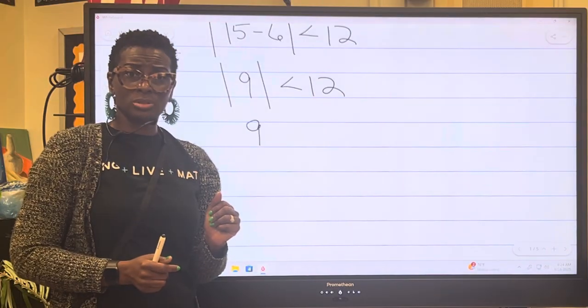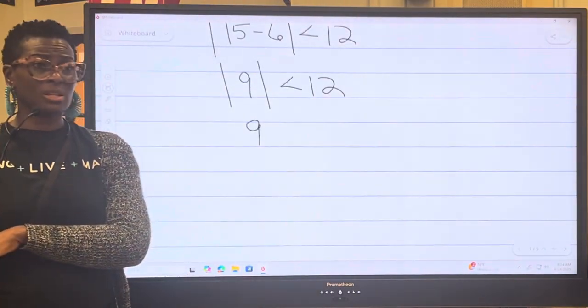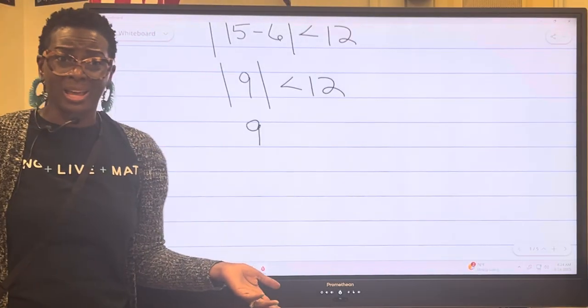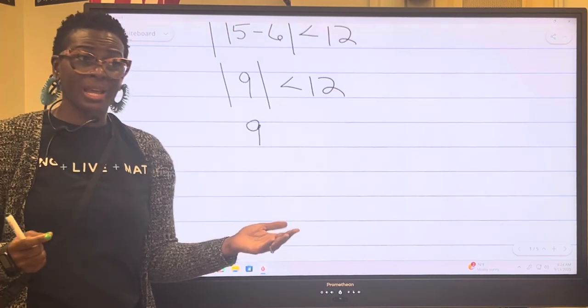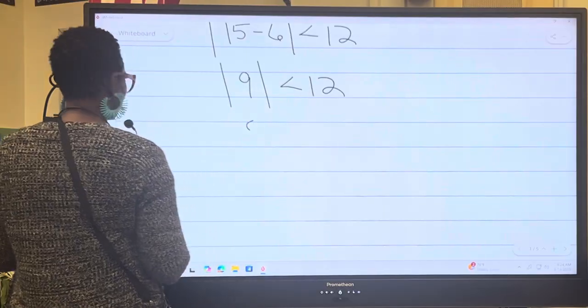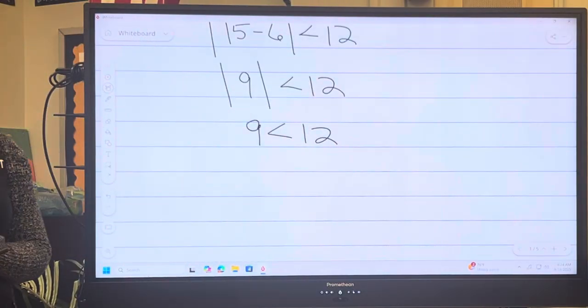Is that true? No. The absolute value of a positive 9, is it negative 9? No. Absolute value of positive 9 is what? Positive 9. Because it's just 9 spaces, right? Because we're talking about distance, it's not going to be negative. Are y'all with me? All right, so now this says 9 is less than 12. Question. True or false?